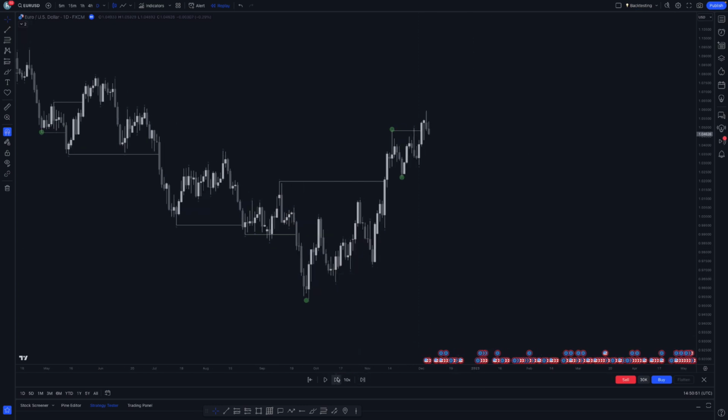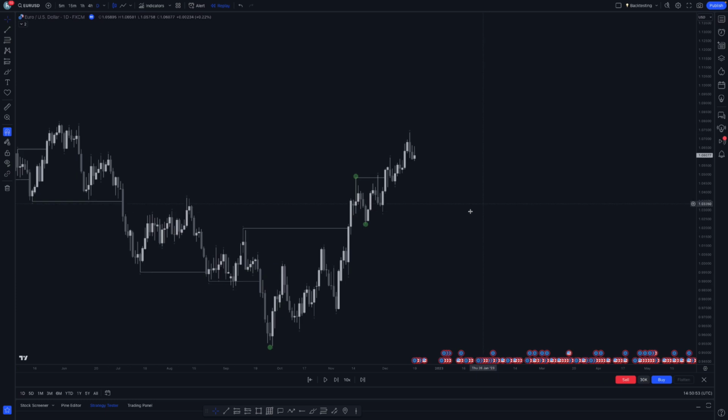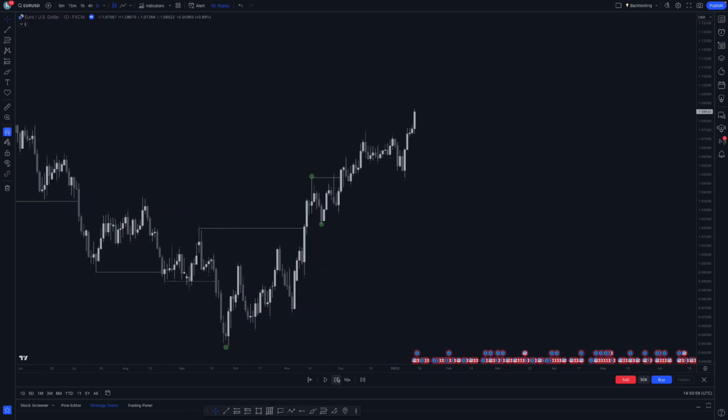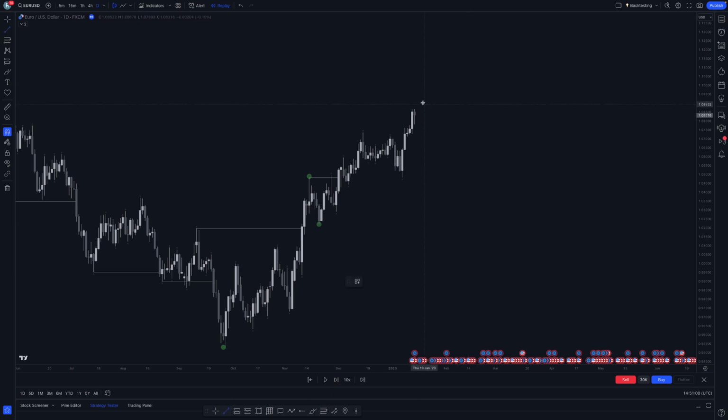So let's see what happens to price if we just play price along. So we get a pullback and then we get a further break to the upside. So we get a break right here, and then as you can see now, the market has totally changed direction. We have changed in trend and now we are trending bullish.